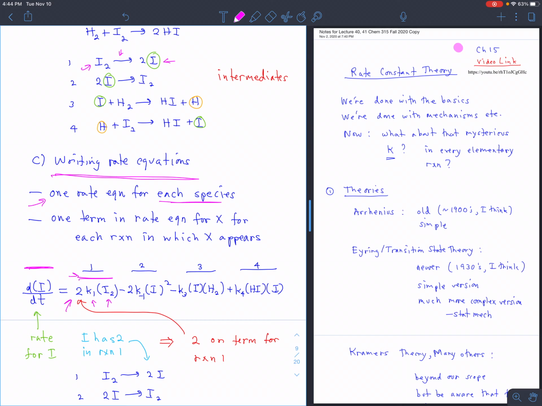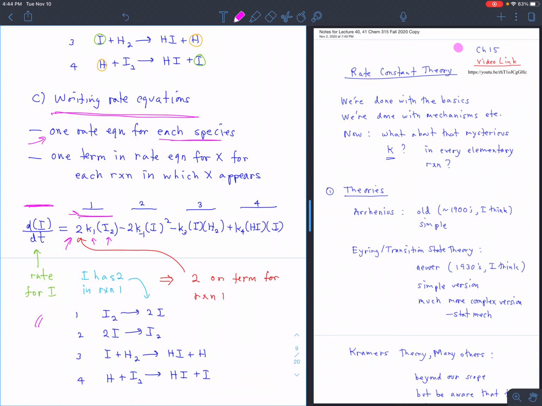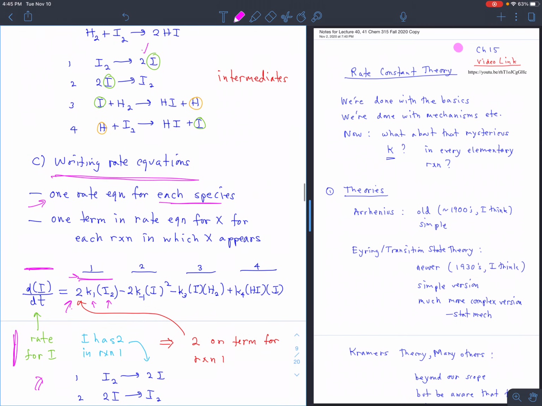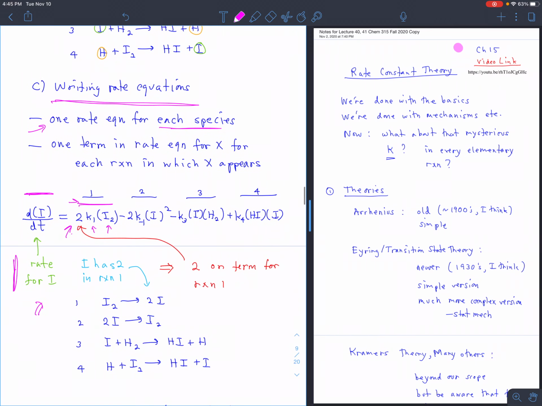The 2 here is probably the hardest part to explain and to get straight. So I've put a few notes down here to make that easier. There's a 2 here because, first of all, we're looking for the rate for I, and the 2 appears on I itself in reaction number 1. And I show that down here. Reaction number 1 has the 2 on I itself. We're writing the rate equation for I, and it's I that has the 2. And therefore the 2 appears in front. If we were writing the rate equation for I2, the 2 wouldn't be there.